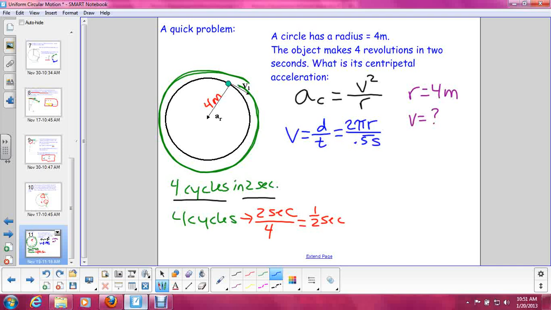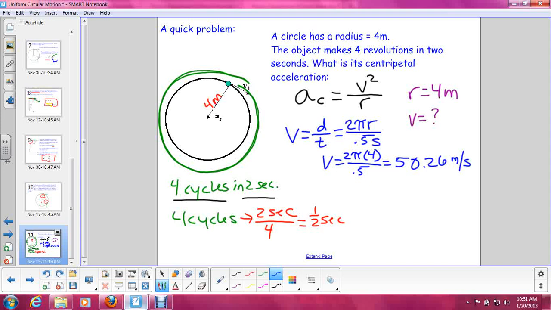So now what we can do is plug in for the radius here and solve for our velocity. So velocity is equal to 2 times pi, and the radius is 4, divided by 0.5. And when you plug that into your calculator, you do have a pi symbol. Hopefully you all know where that is. If you don't, you should ask. So it's 2 times pi times 4, and then you divide that by 0.5. And this comes out to be a velocity of 50.26 meters per second. So this thing is cruising. It is going pretty darn fast. And we just found its velocity.